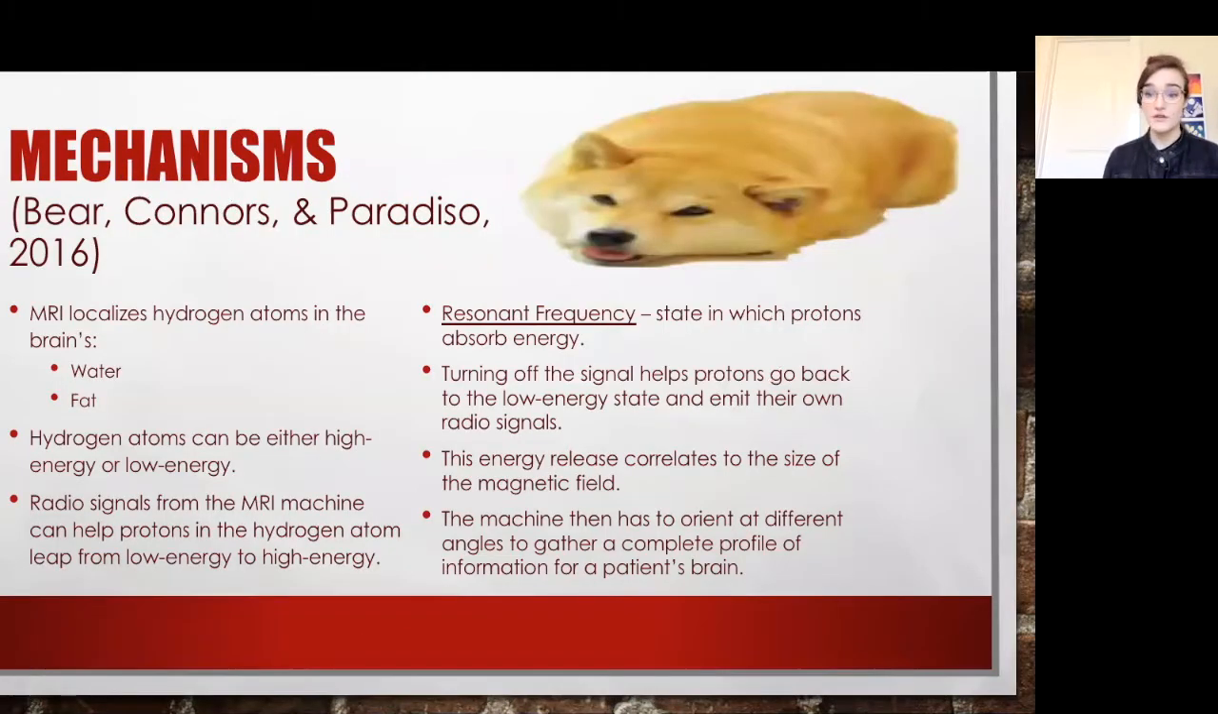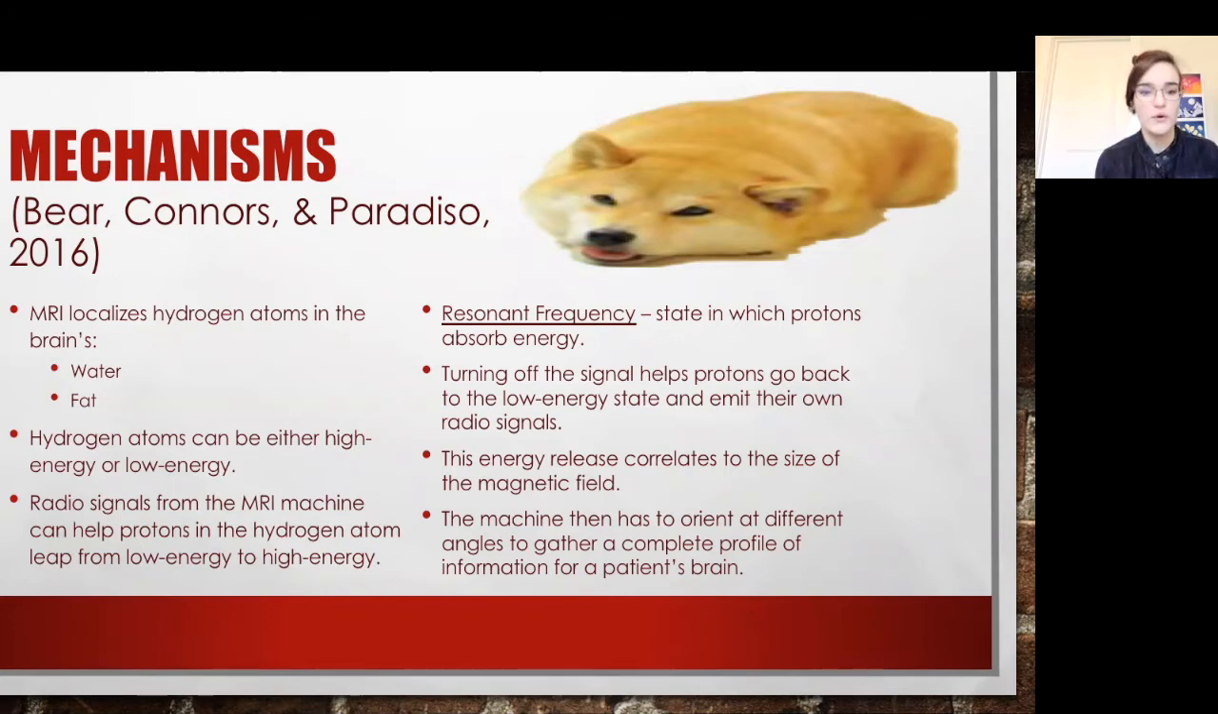So MRI starts by localizing hydrogen atoms in the brain's water and fat concentrations. These hydrogen atoms can be either high energy, like me after coffee, or low energy, like me before coffee, also like the little sheep we see in the corner. So what does MRI do?